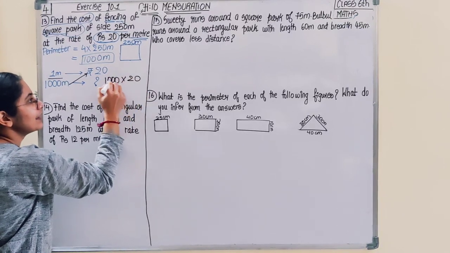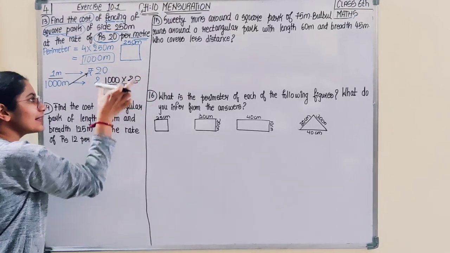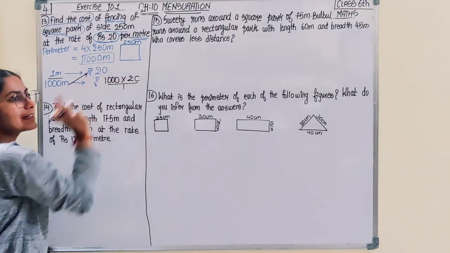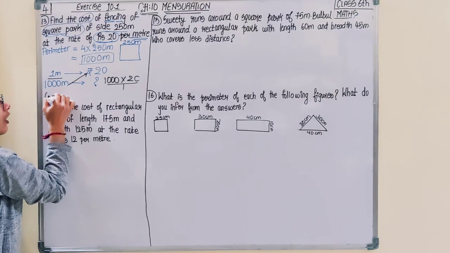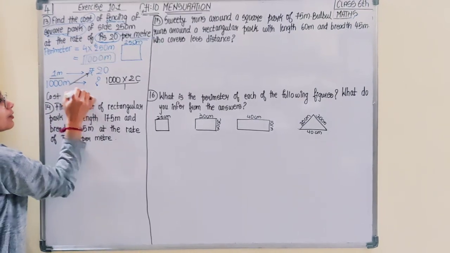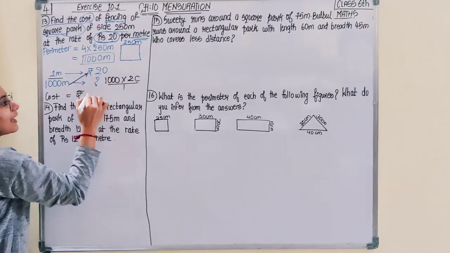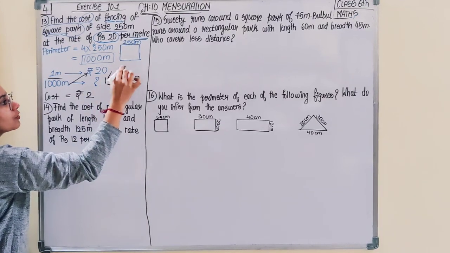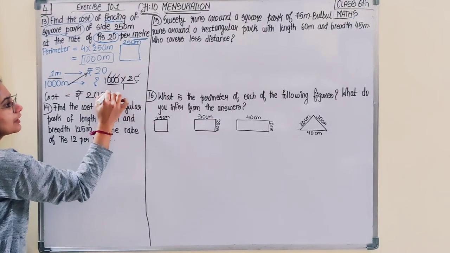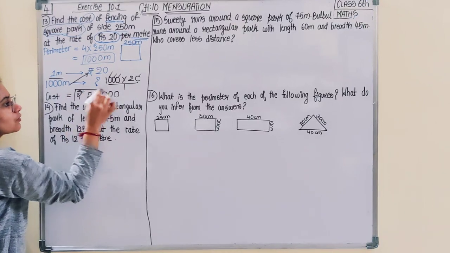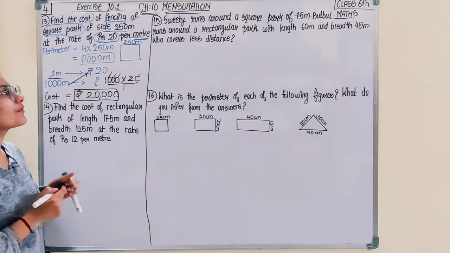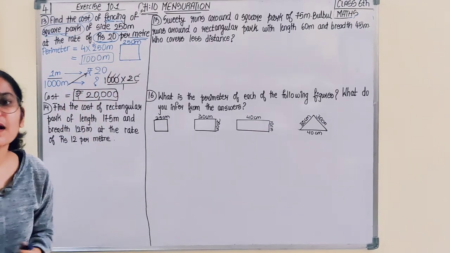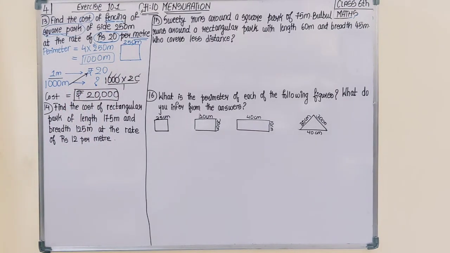1000 multiplied by 20 divided by 1. Anything divided by 1 is the number itself. So cost of fencing is equal to rupees 2 1s are 2. How many zeros? 1, 2, 3, 4. Rupees 20,000 is required for fencing of this particular square park. Clear? Okay. Moving down to next question.